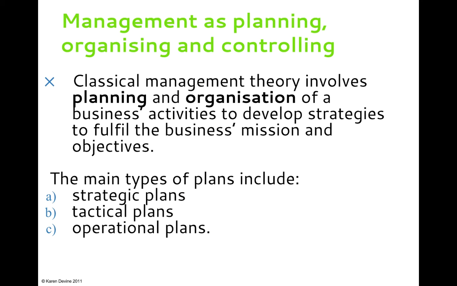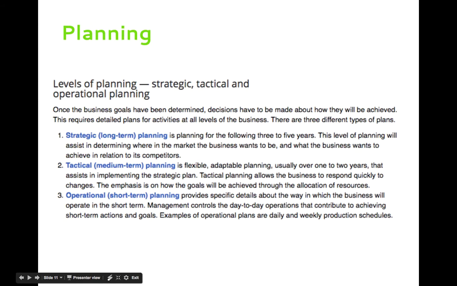All right. We are now going to look at management as planning, organising and controlling, as per the syllabus. The first one we're going to look at is planning, and we have three types of plans: strategic plans, tactical plans and operational plans. Once the business goals have been determined, and we've already looked at this in class, decisions need to be made about how you are going to achieve them. This how word is really important because how here means the process, and this process needs plans.